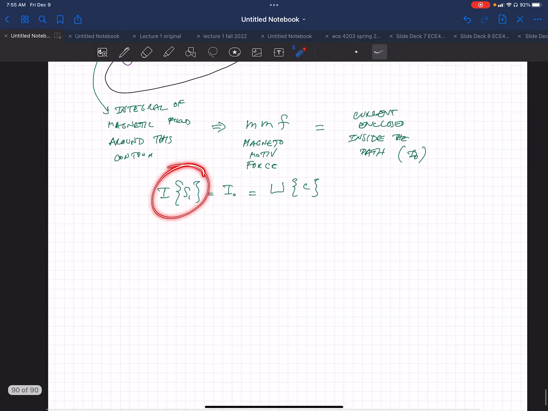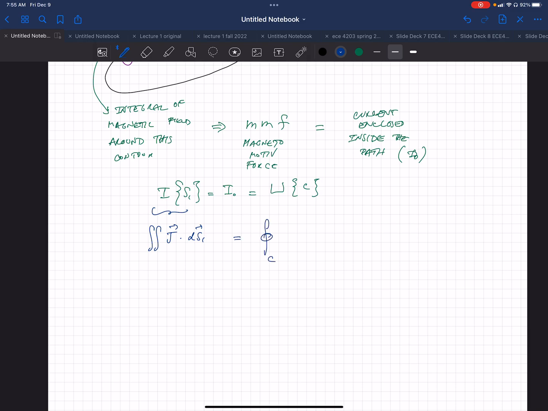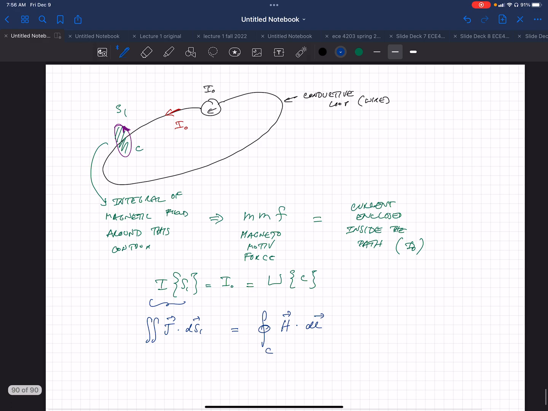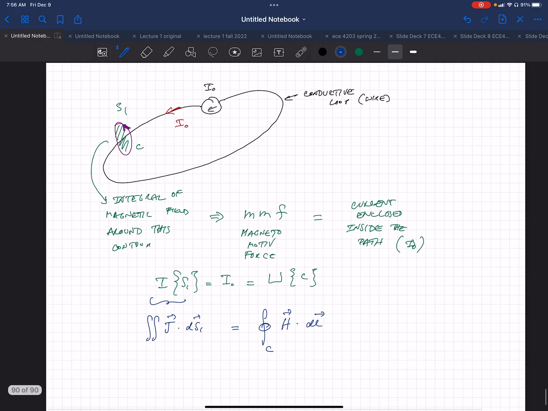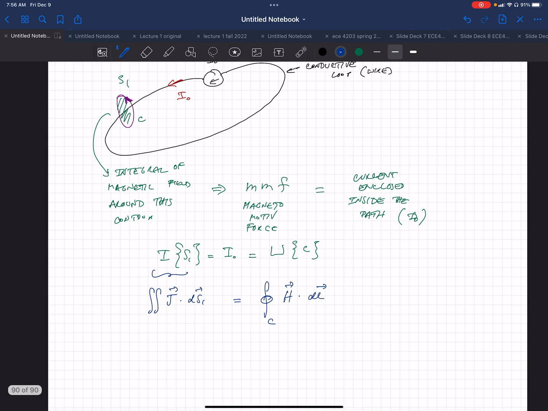So this current is equal to the integral of the current density times dS1. That's equal to this MMF, which is taking the integral along this contour of H dot dl. Okay, so that's all stuff we've looked at in terms of Ampere's law.